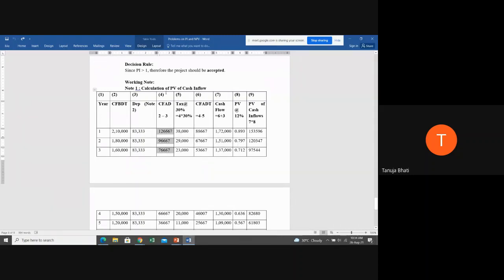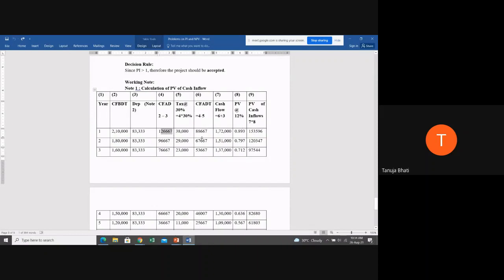Okay. And on this cash flow after depreciation, on this fourth column, tax is to be calculated. Now tax is calculated at the rate of 30%. So 30% into column number 4. So that is 1,26,667 into 30%. So you get the tax as 38,000. Students, I'm just showing you for year 1. Similarly, it will work in the same pattern for year 2, 3, 4, 5, and 6.